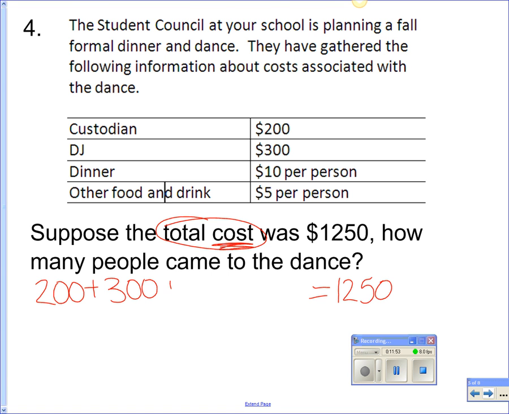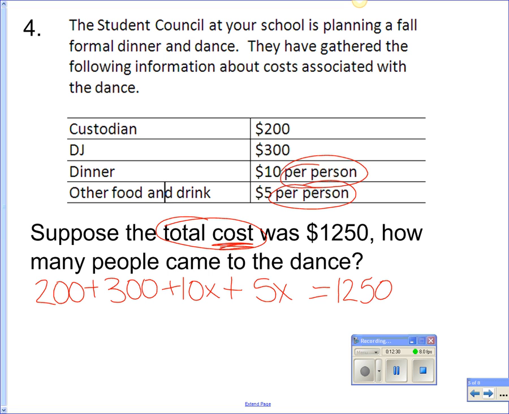Then I also had to pay for dinner. What does it say about the dinner? Good. So what does that mean? 10x. Very good. Per person, I'm going to have to put an x with it. 10x. Per person. When it says each person or per person or every person, that's when we have to use a variable. Okay? And what was the last thing I had to pay for? $5 per person. So how do I write that? 5x.